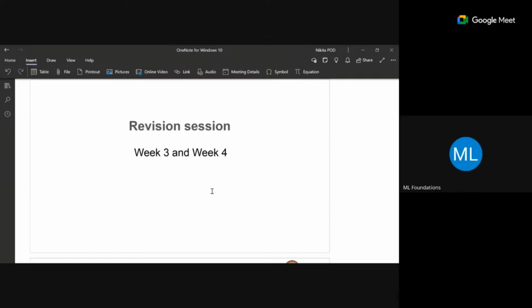Week-wise weightage for quiz one. Whatever you saw in the mock, the weightage will be more or less the same, maybe slightly different, but almost the same. Okay.